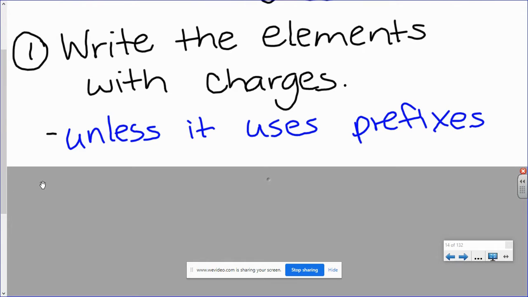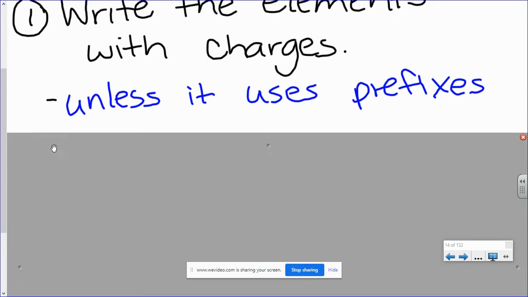Okay? The only exception is if it gives us a prefix. So like carbon dioxide, that prefix tells me it's a covalent compound, meaning I don't need to look at charges. So if it uses prefixes, don't worry about the charges. Just write how many there are.